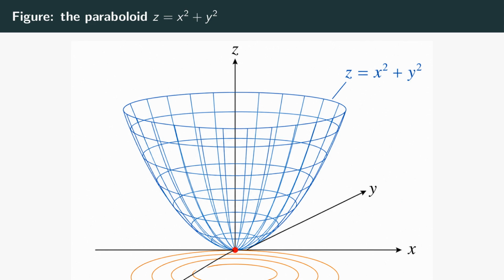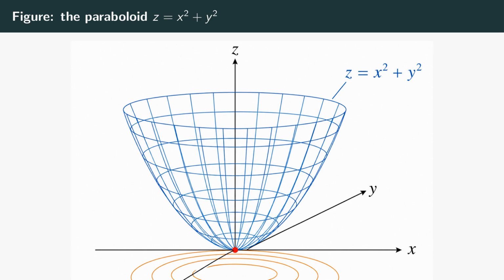Here's the paraboloid z equals x squared plus y squared as a surface in 3D. The blue grid shows the sheet itself. The orange circles on the floor are the projections of horizontal cross-sections at various heights, and the vertex at the origin sits at the bottom of the bowl. The whole shape is rotationally symmetric around the z-axis.